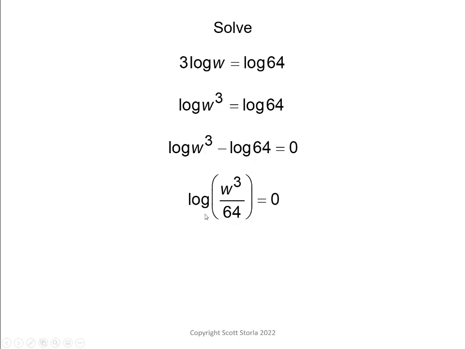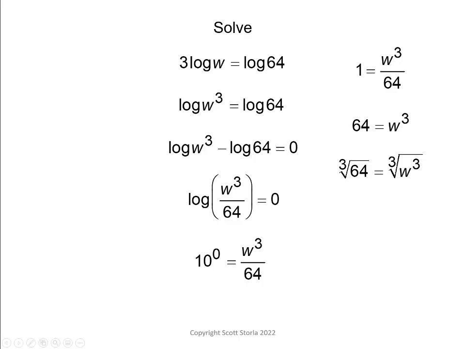Now to rewrite into exponential form, I'll use 10 with an exponent of 0 is equal to w cubed over 64. Now going back to my exponent rules, I know that this left expression is equal to 1. And then to solve for w, I'll first multiply both sides by 64. Once I multiply here, this will just reduce, leaving w cubed. And then I'll use inverse operators, that is, I'll use cube root to solve for w.